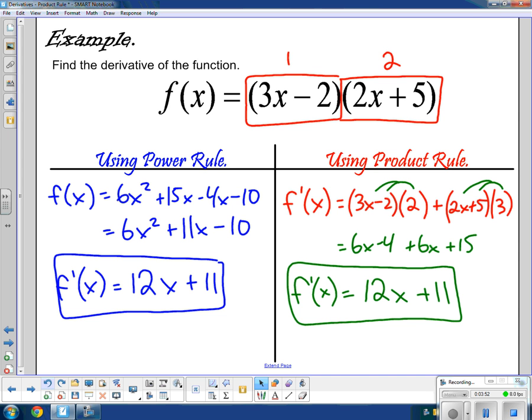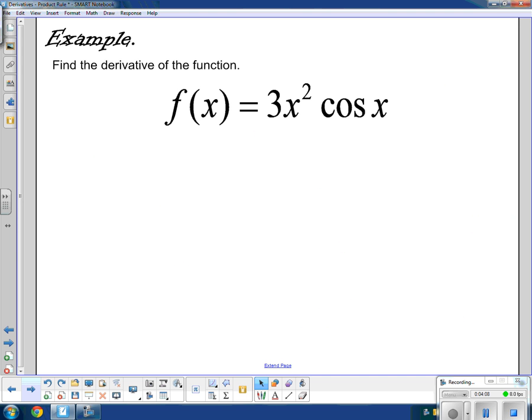Now, why do we need product rule? The reason why we need to know product rule is because sometimes we're going to run into functions that you can't multiply out to a polynomial and use power rule. In this function, we had options. We were able to do it in either way. Take a look at a new example. Now if my function was 3x squared times cosine of x, I can't use power rule. This time I have to use product rule and be able to apply it. So notice this function is really two different functions that are being multiplied together.